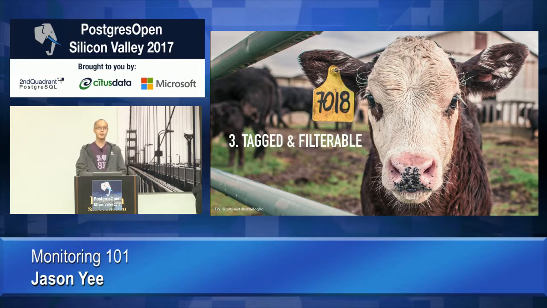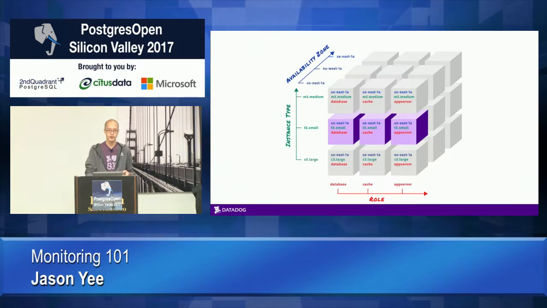The third quality of good metrics that you really need is that they have to be tagged and filterable. We're all building very complex systems these days with Postgres spread across a number of servers, using different applications with them. So understanding where your metrics are coming from by tagging them, adding that metadata in, makes them much more useful. One way that we like to think of it is essentially turning your metrics and your monitoring system into a database itself.